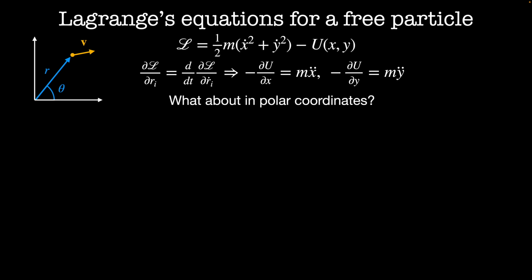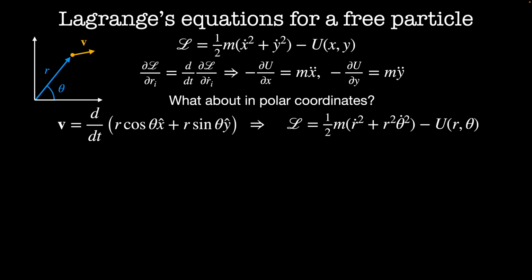This is one type of change of coordinates I can do. Then the velocity is going to be the time derivative of the position vector in polar coordinates, which is r cosine theta in the x direction plus r sine theta in the y direction. Then the kinetic energy is equal to 1/2 m times r dot squared plus r squared theta dot squared, minus the potential energy as a function of r and theta.